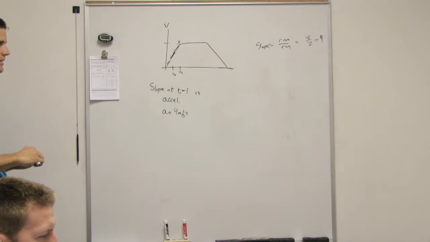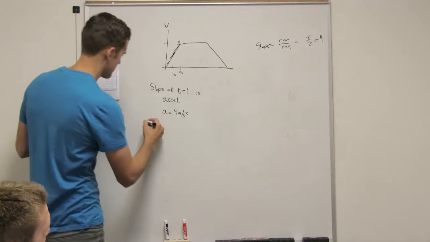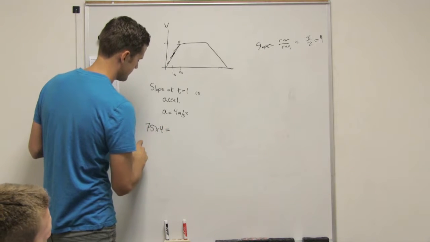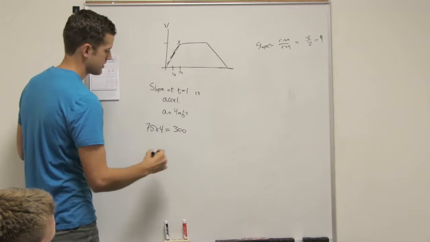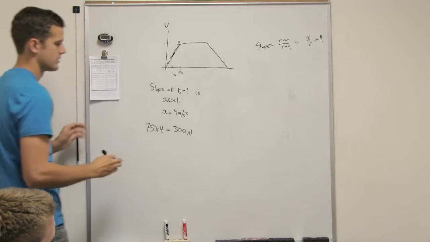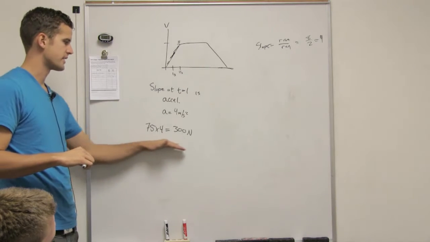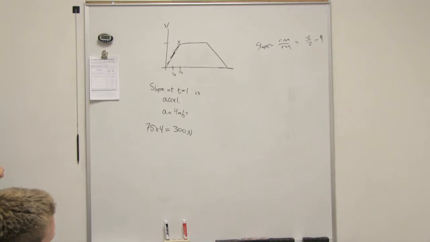So then you know mass times acceleration. Do 75 times 4. 300. So what does this have to do with his apparent weight? His weight.